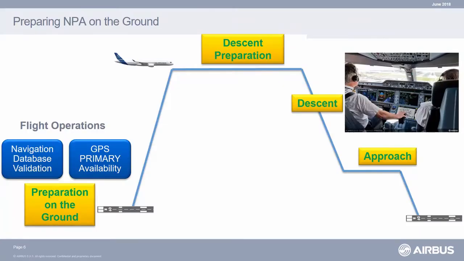2 steps should be followed on the ground. It is the validation of the navigation database and the check of the GPS primary availability if an approach requiring the GPS is expected at destination. Usually, this is the flight operations that perform this check.